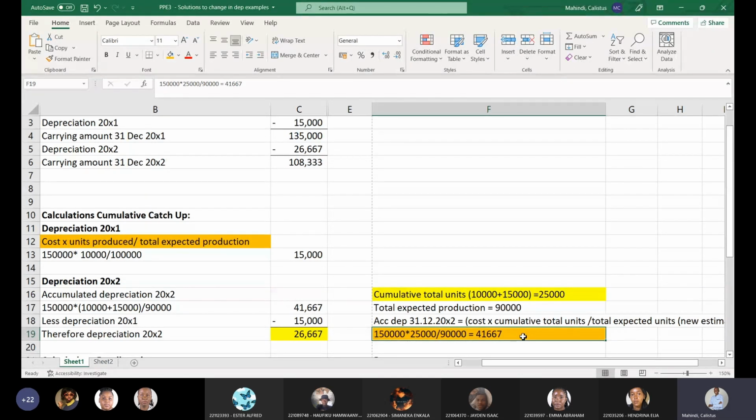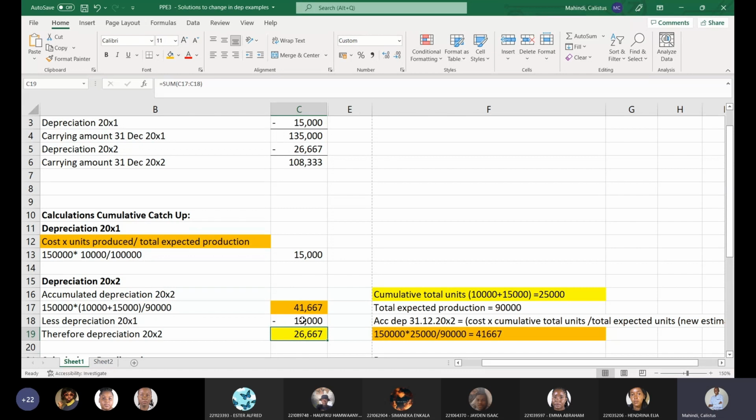Is that okay? The 41,667 is the accumulated depreciation for year 1 and year 2 combined. Are we okay up to there? Yes, sir. But now we want to find out what is the depreciation alone for 20x2. So if 41,667 is the combined total depreciation, and we know that in 20x1 we had depreciation of 15,000, the difference between the 41,667 and the 15,000 would then give us 26,667, which would be the depreciation for year 2 or 20x2. Does that make sense? Yes, sir.